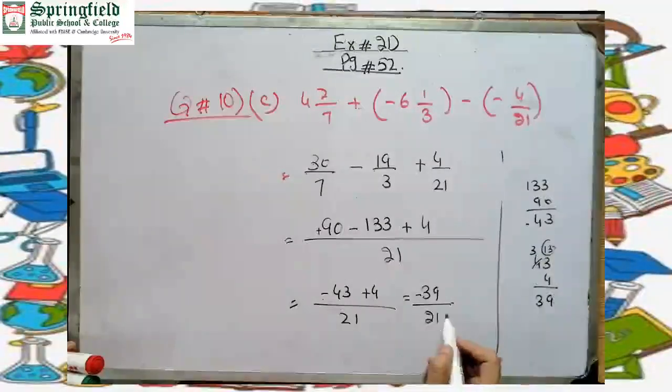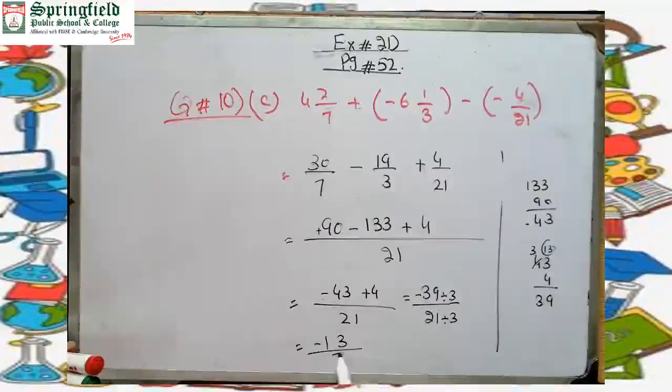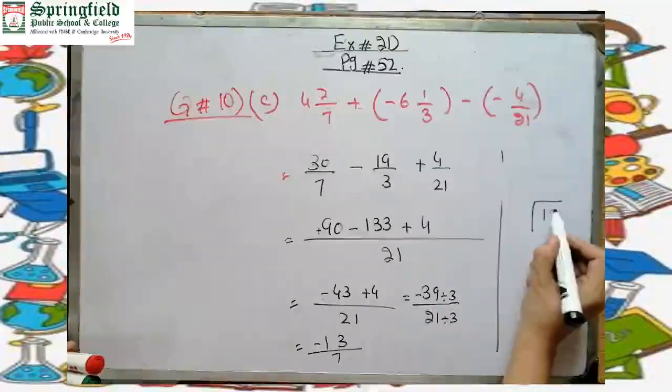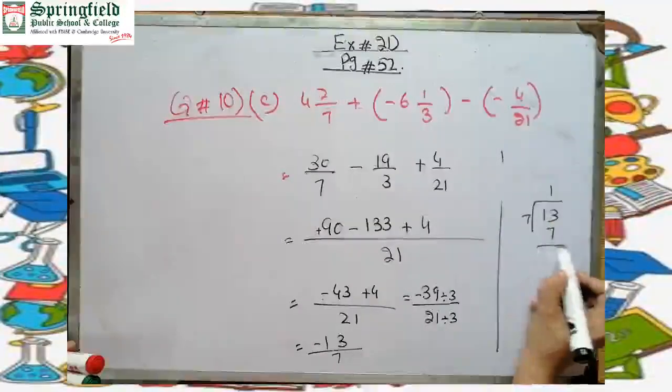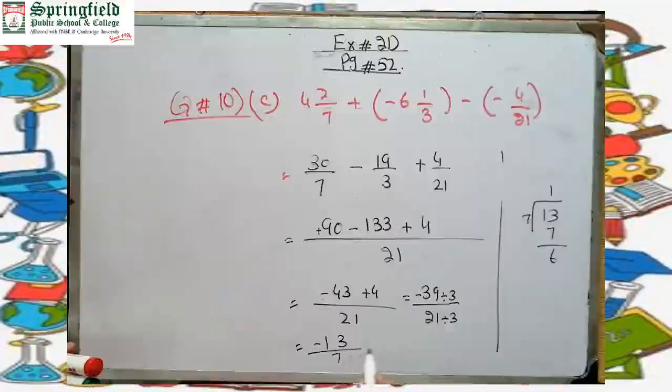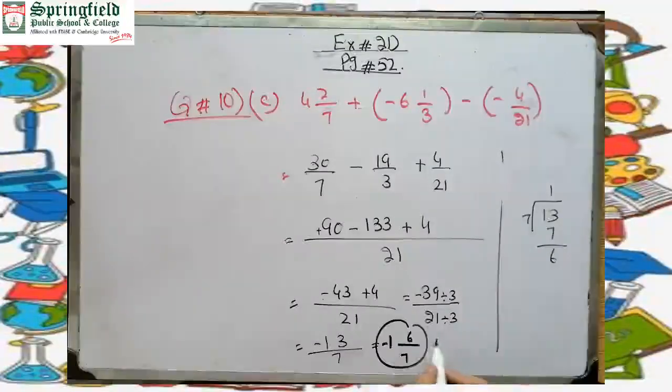So both the numbers can be cancelled with the table of 3. Yes, 3 1s are 3, 3 3s are 9, and 3 7s are 21. And 13 divided by 7, what will be the answer? 13 divided by 7: 7 1s are 7, and 6. So it means 1 whole, minus sign, 1 whole 6 divided by 7. This is your final answer.